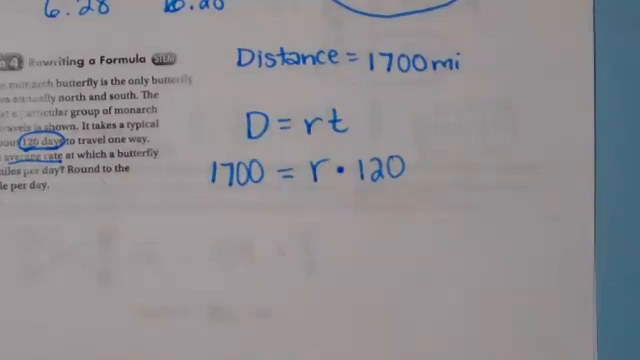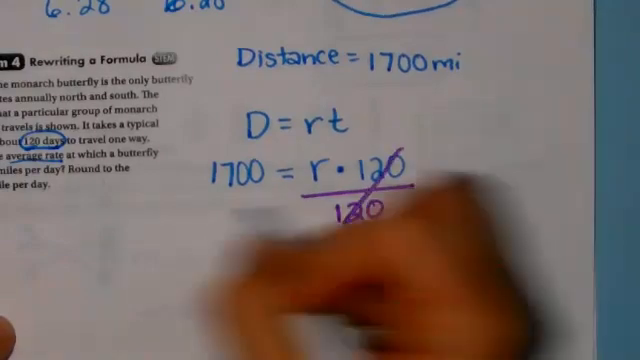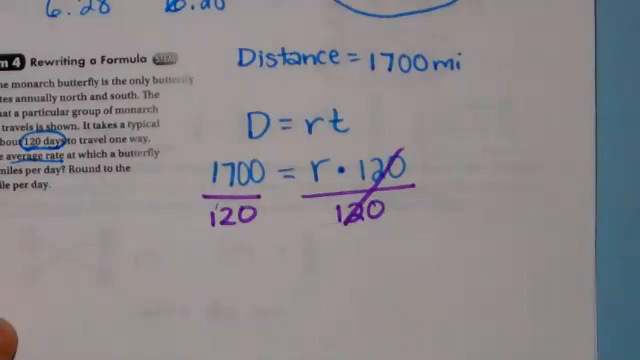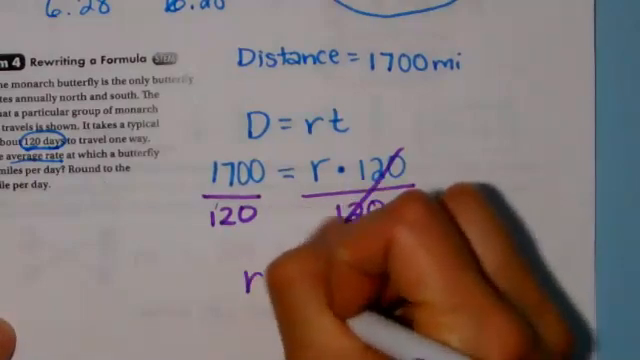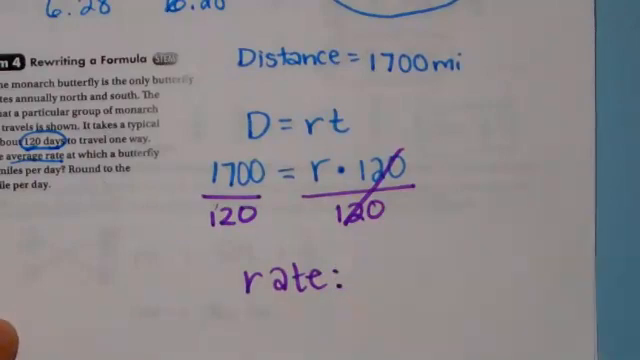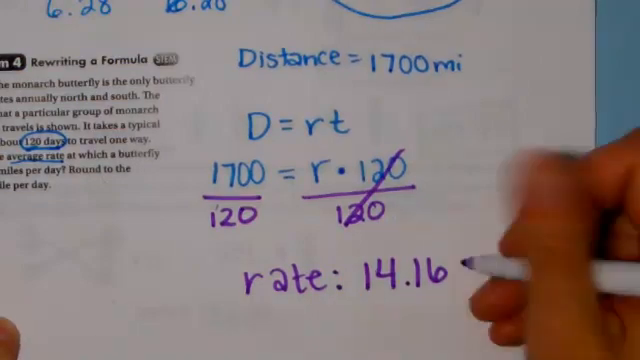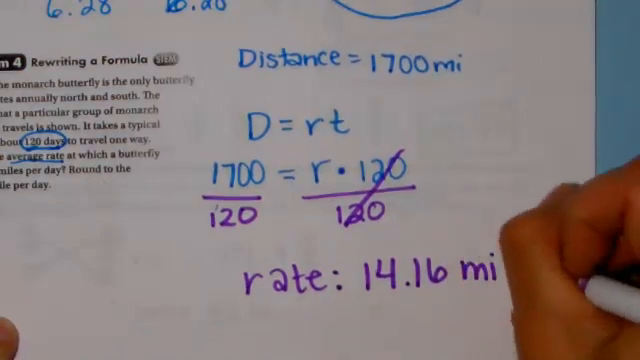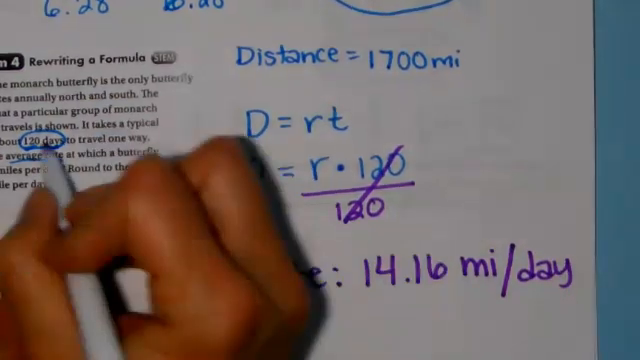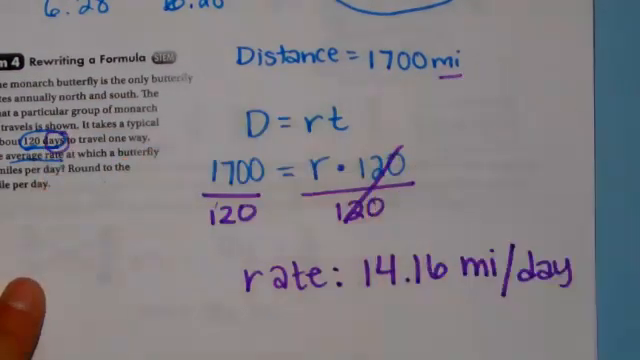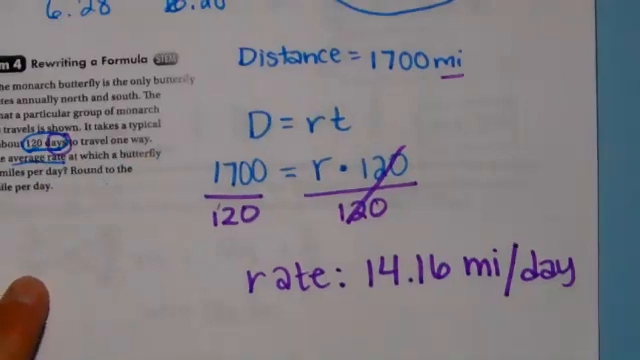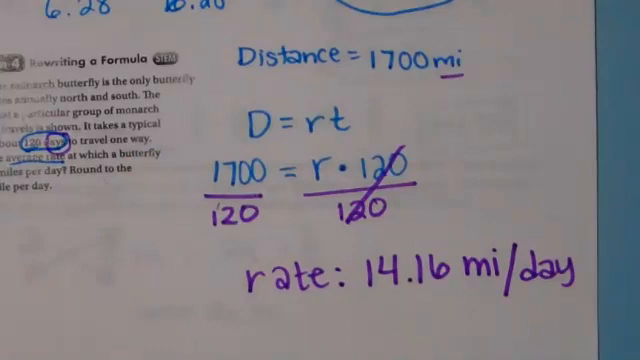How do I solve for R now? What do I do? Speciosa, go ahead. By what? Yes, that's right. Divide by 120. Excellent. Cancel. Divide it over here. 1,700 divided by 120 will give us our rate. What do you get? Go ahead. 14.16. And this is in what? Miles per day. Yes, okay. And it tells you here days and miles are our units. Perfect. Okay, good. That's the lesson.